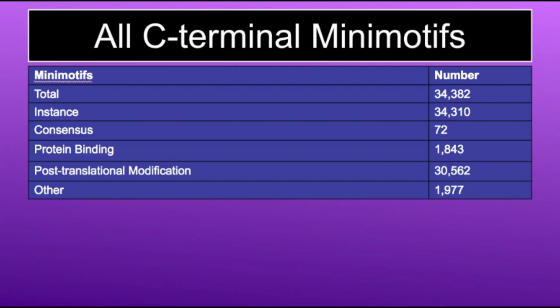This is a summary of all of the C-terminal mini-motifs in the C-terminome dataset. There are 34,382 C-terminal mini-motifs in total, and almost all of them are instance, 34,310. Only a few dozen are consensus. And most of them also have post-translational modification as their function, 30,562.